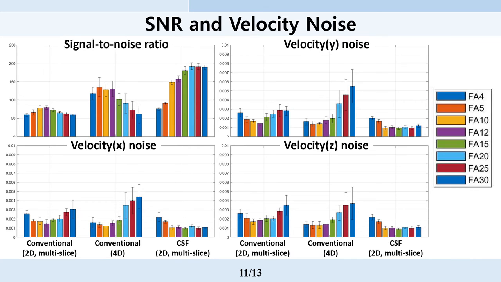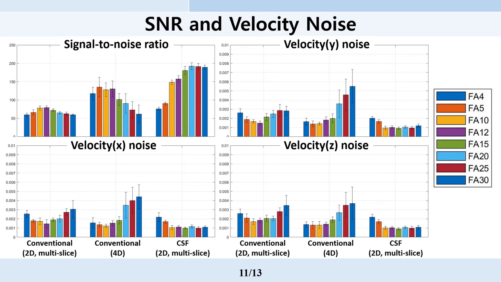For quantitative analysis, I plotted the mean value and standard deviation of 10 slices of data. The SNR is estimated as the signal magnitude divided by background noise. The velocity noise is estimated as the standard deviation of velocity measurement data. The result shows that the optimal angle for each sequence was estimated as 10 to 12 degrees for the conventional sequence and 20 to 25 degrees for the CSF sequence, when looking at the maximum signal-to-noise ratio and minimum velocity noise.